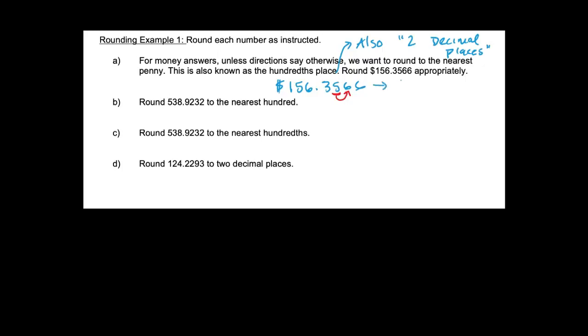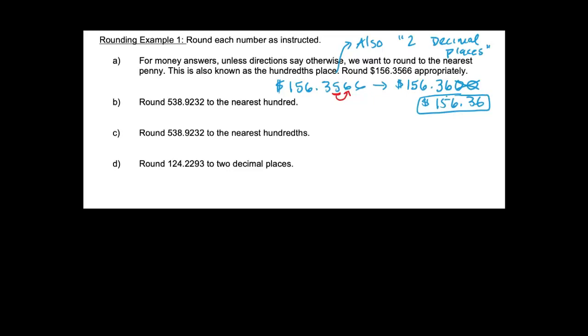So this number is going to become $156 and 0.3. Remember, everything to the left just stays the same. You just copy that down. And then this 5 is going to become a 6, and then the rest of them become zeros. And again, like I was just saying, these zeros are unnecessary. So for our final answer, I would just write $156.36, and that's your final answer.